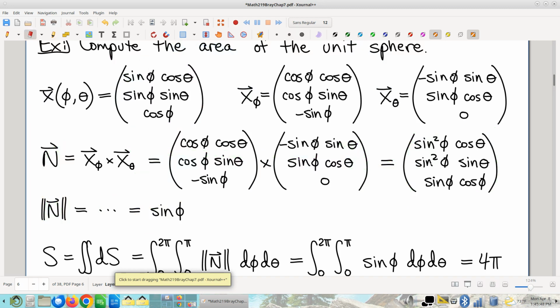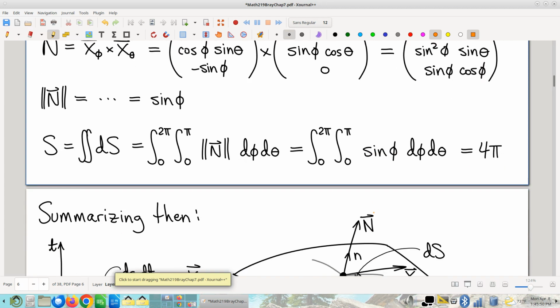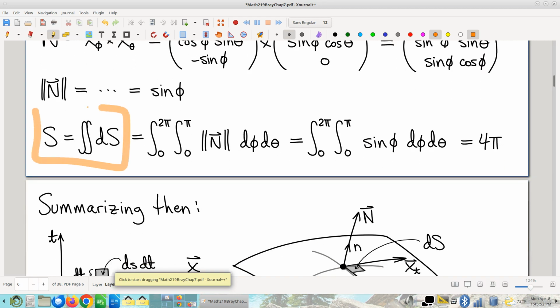Okay, with all of that done then, keeping in mind we were going to try to compute the total area of the unit sphere. Well, the whole is the sum of the parts. Here's our first, this is our accumulation argument right here. The whole area is the sum of the little pieces of area.